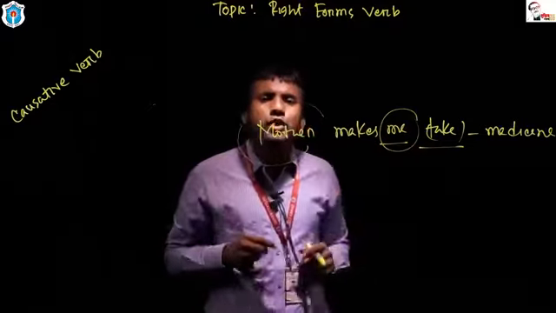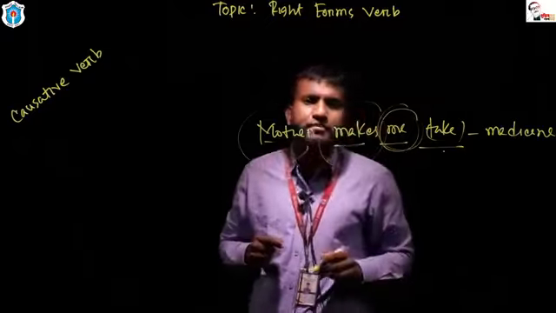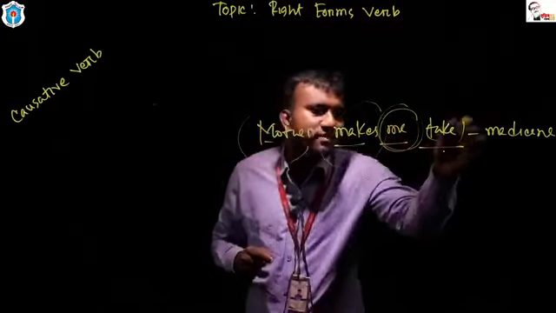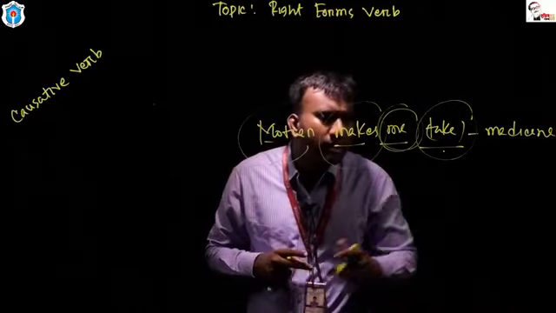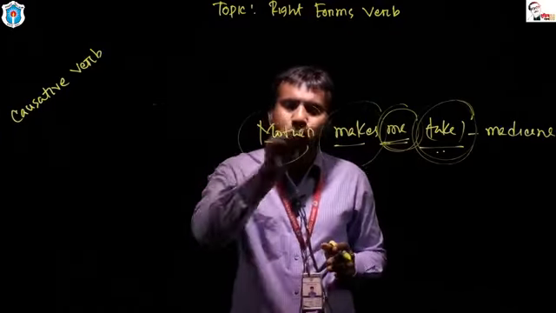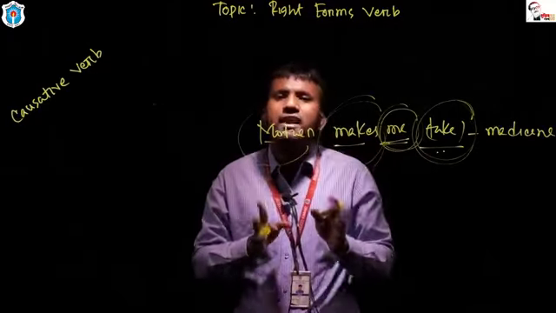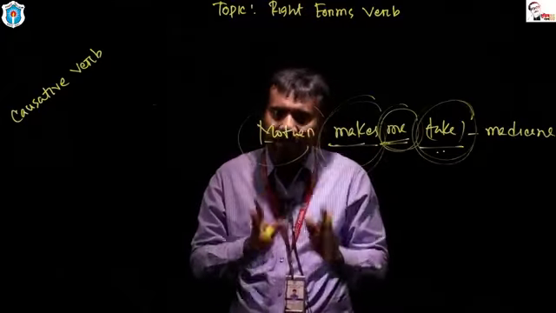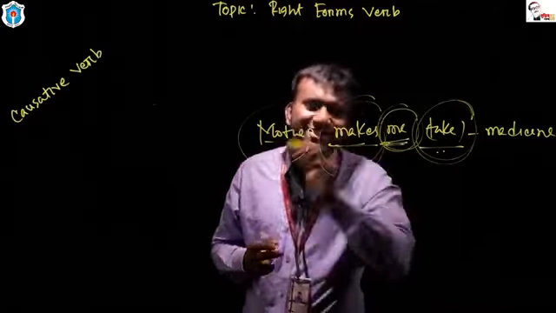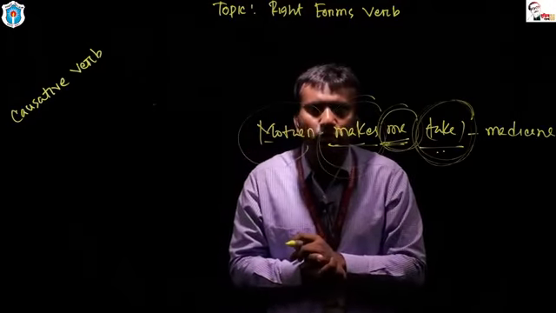Okay, so in this sentence, we have got two verbs. The first verb is for mother and the second verb is for me. Mother pressurizes or forces me, and this verb is actually done by me. In this sentence, the verb which is used to pressurize is called causative verb. So the causative verb is make, and after make, definitely you will get a person or thing. If you get a person, a specific form of verb will be taken. If you get a thing, a specific form of verb will be taken.